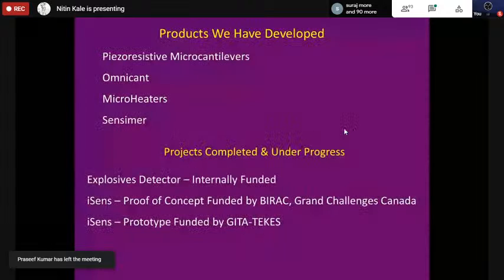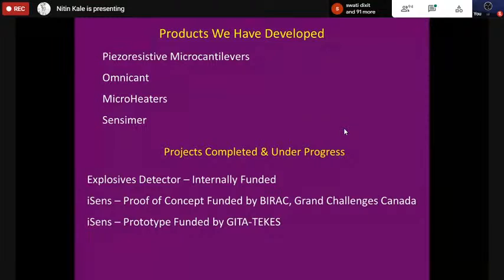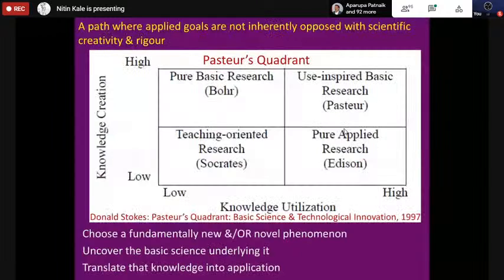So I guess I'm towards the end of my talk. I have discussed the devices in this part of the talk, that is, I've discussed the cantilevers, microheaters, and instruments which you can use to monitor these devices. Also discussed explosives detectors and cardiac marker detectors, etc. So, yeah, this is my last slide.